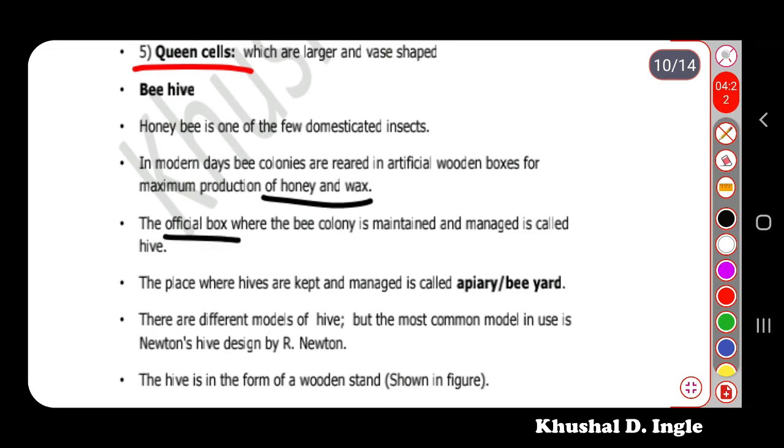This artificial wooden box where the bee colony is maintained and managed is called the hive. The place where the hives are kept and managed is called either the apiary or the bee yard. Now there are different models of the hive, but the most common model is Newton's hive, which is designed by Newton. The hive is in the form of a wooden stand, which is shown in this figure.